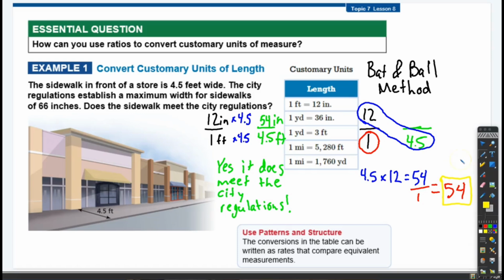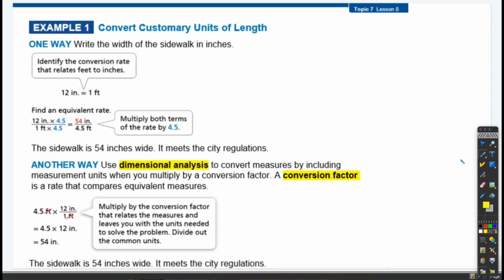So, there is another way that they show you how to do this. You can pause this, you can write it all down. Cool. I'm moving on. They show you this dimensional analysis way. So use dimensional analysis to convert measures by including measurement units when you multiply by a conversion factor. A conversion factor is a rate that compares equivalent measures.